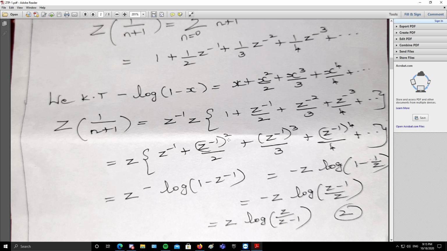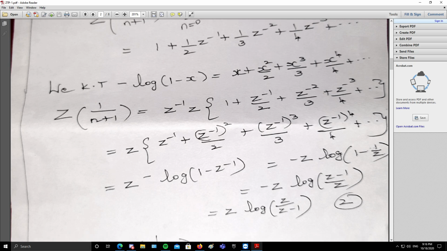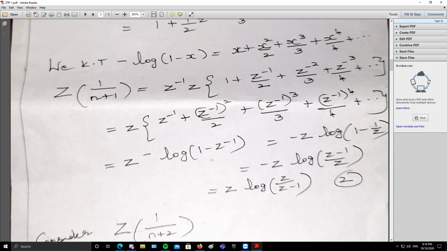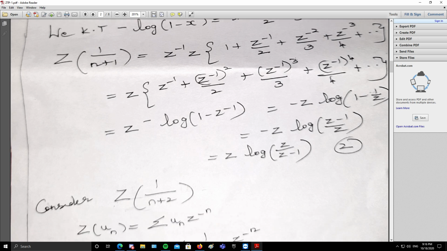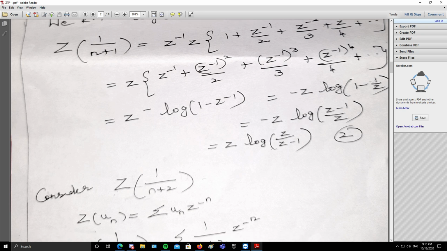So if it is 2, the power is 2. If it is 3, the power is 3. If it is 4, the power is 4. That means it is the standard logarithmic series, minus log of 1 minus x. Here in place of x you have z inverse. So z into minus log of 1 minus z inverse, or minus z log of 1 minus 1 by z, or minus z log of z minus 1 by z, or z log of z by z minus 1. So take it as 2.